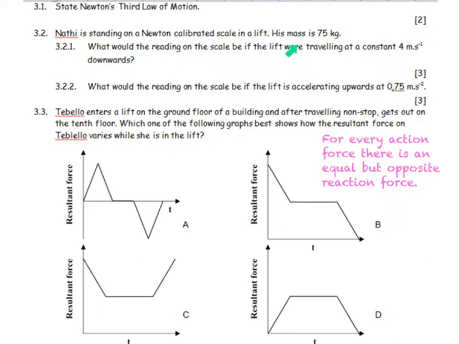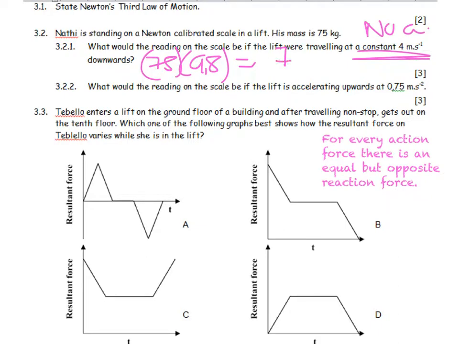What would the reading on the scale be if the lift were traveling at a constant velocity? Constant means no acceleration, and therefore we have got a mass times 9,8, nothing weird happening. It's as if we were standing on solid ground, and we get 735, I think it was just 735 newtons.